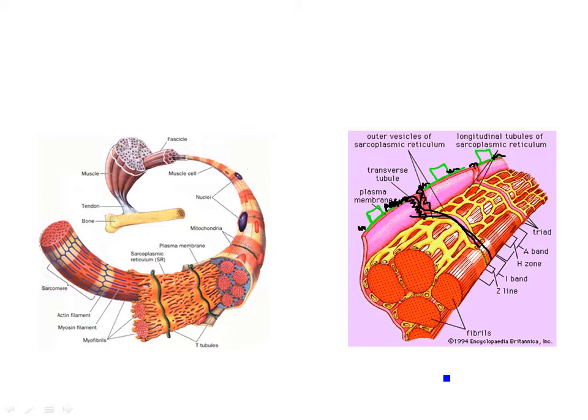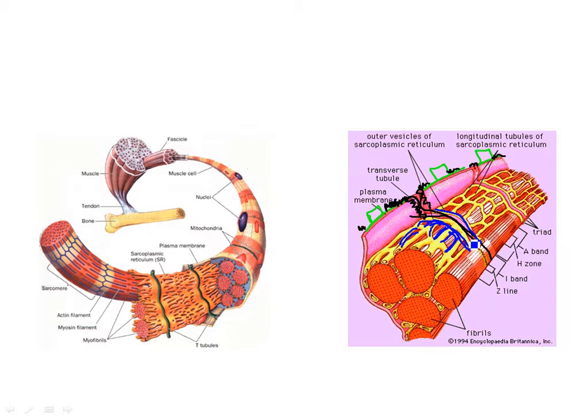Now you'll also notice you've got this very web-like structure out here. This is your sarcoplasmic reticulum. And a part of that sarcoplasmic reticulum lies right beside that T-tubule and forms a triad. So you've got part of your sarcoplasmic reticulum here, part of your sarcoplasmic reticulum here, and there, of course, you have your T-tubule. Those three together, your T-tubule and your sarcoplasmic reticulum, form that triad.